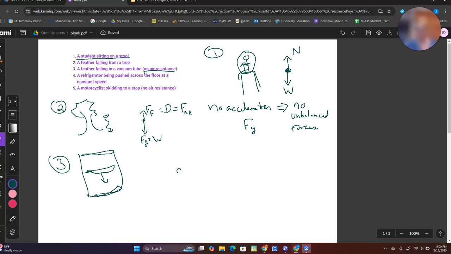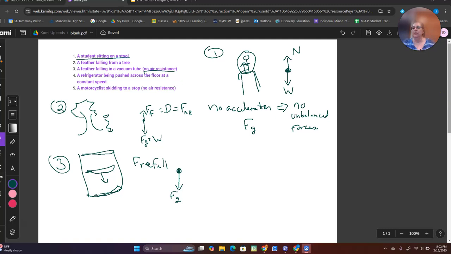So how we're going to draw this is we've got our dot for the feather, and there is no other force except the force of gravity. This is in free fall because there's no forces acting on this except for the force of gravity.